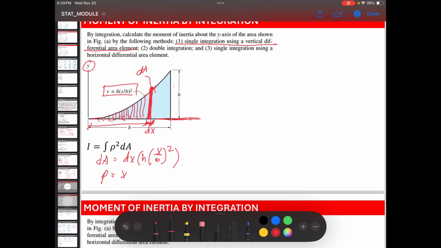Okay? So, let's substitute. Buuin na natin yung general equation. Rho squared dA. Substitute natin. Our rho is x squared. Okay. Then our dx, our dA is dx times the expression squared. Kulang pang parenthesis ko. Tama ba?